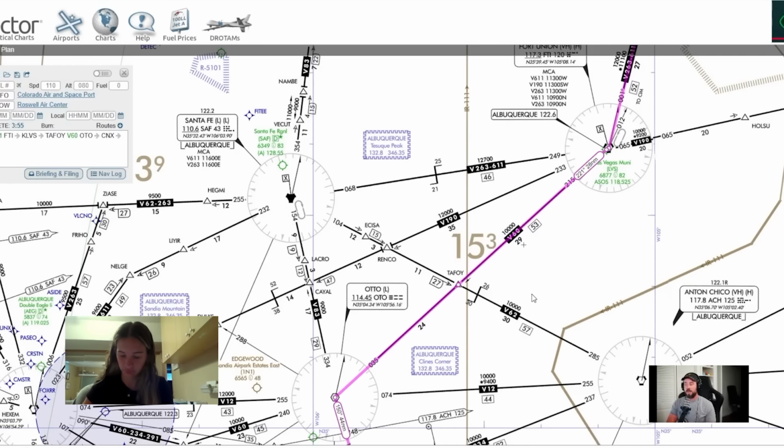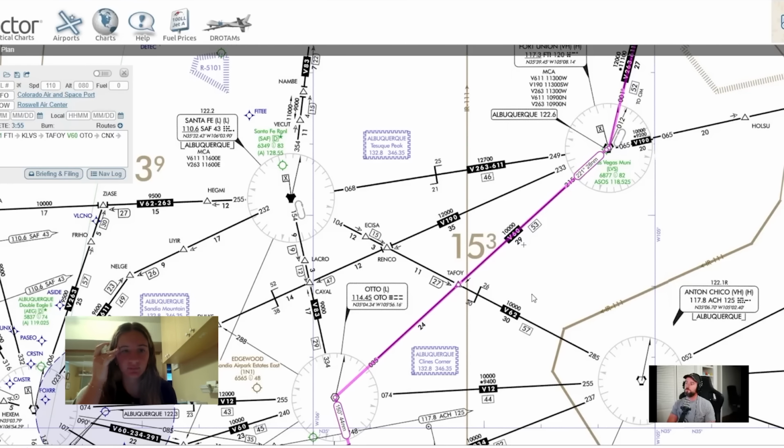So our last clearance was to Tafoy. That was our clearance limit. So let's say we hit Tafoy. Our expect further clearance time from Tafoy was 1805. Let's say we are about to hit Tafoy and it is 1750. What's your plan?